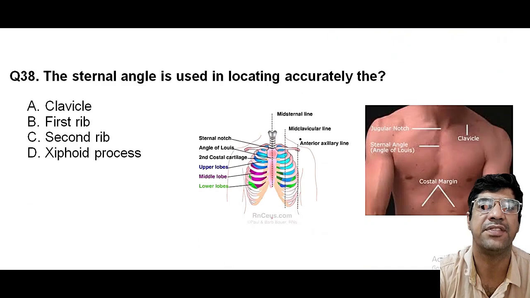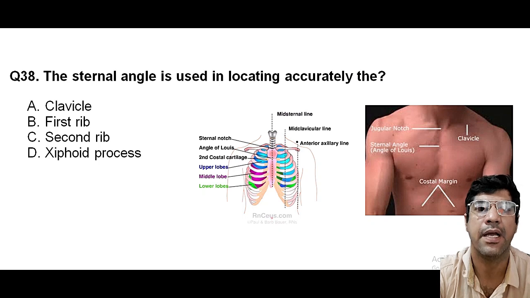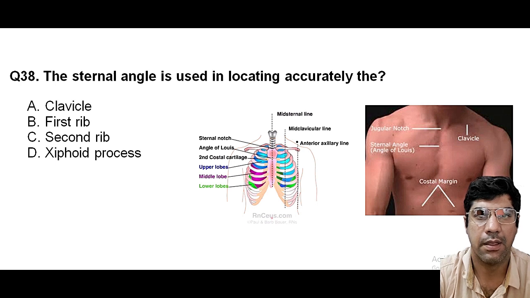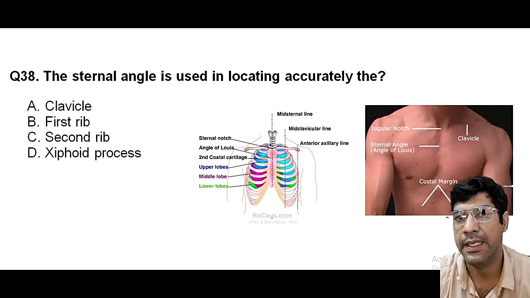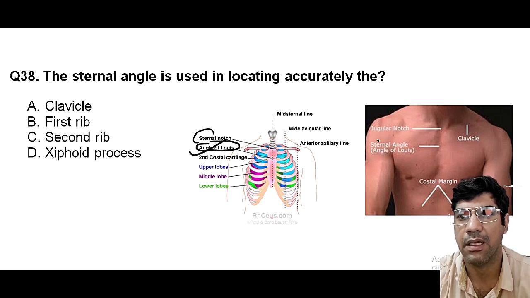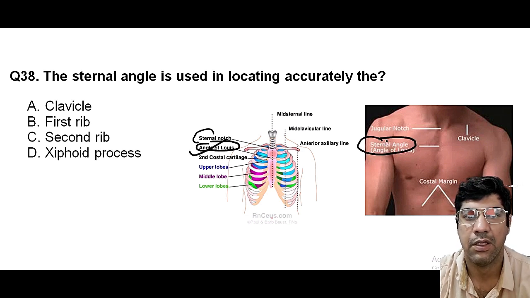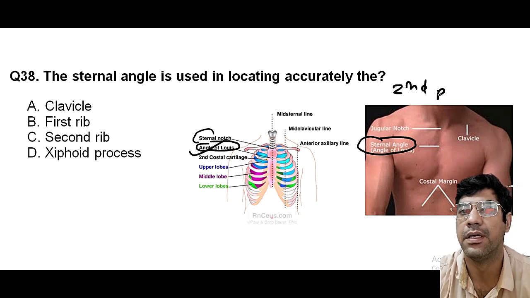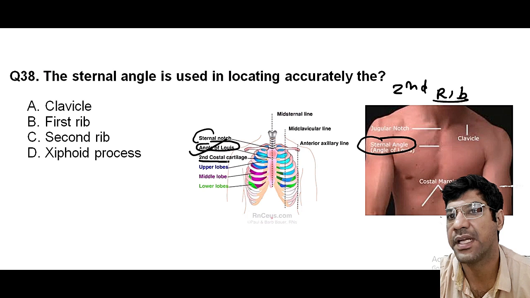Moving to the next question, the sternal angle. It is used in locating accurately the trachea. It divides into right and left bronchi at the level of this sternal angle. So the sternal angle is located at the level of the second rib, this second costal rib.